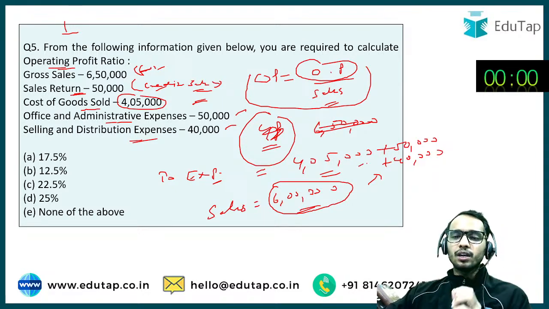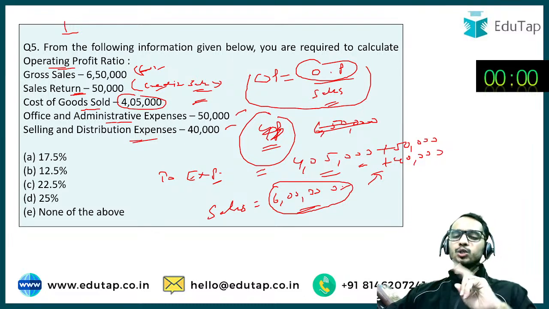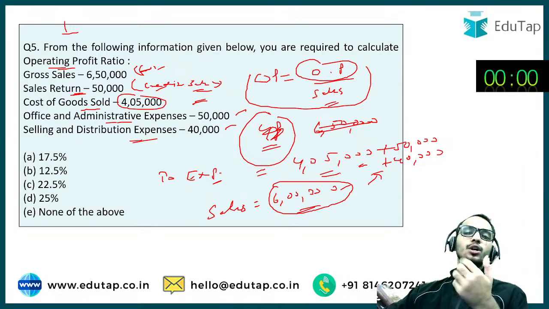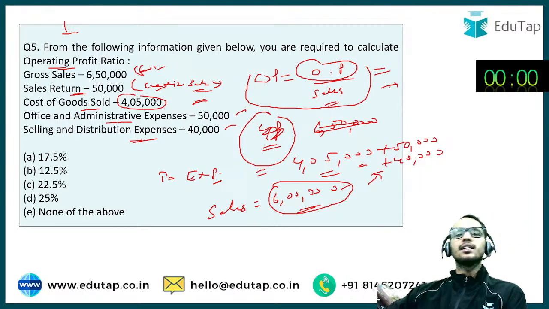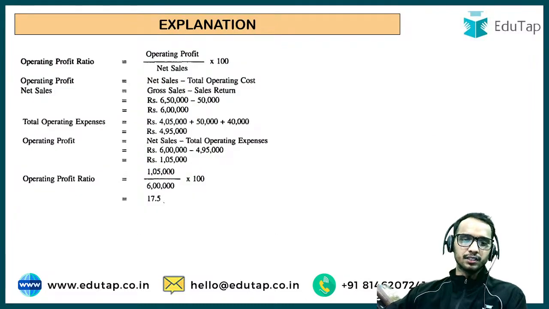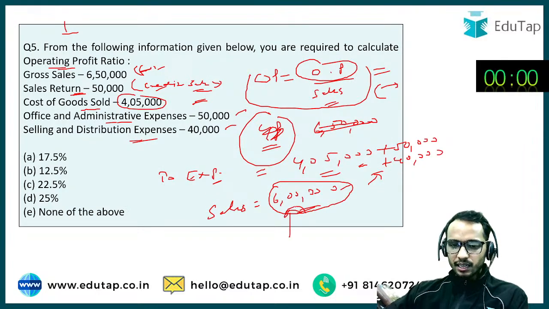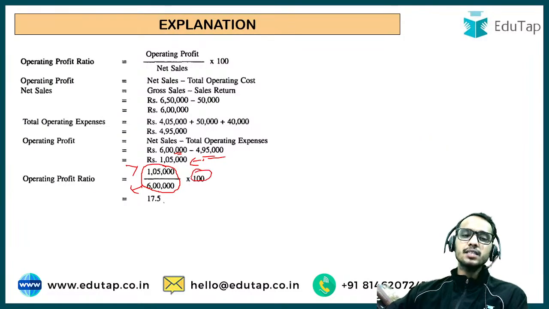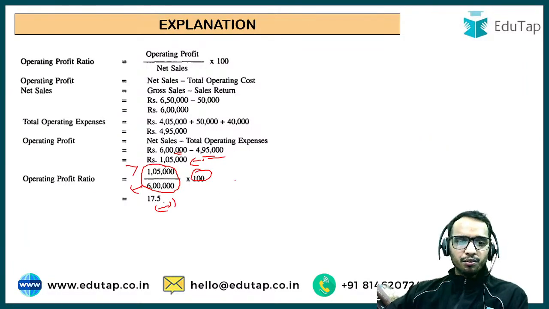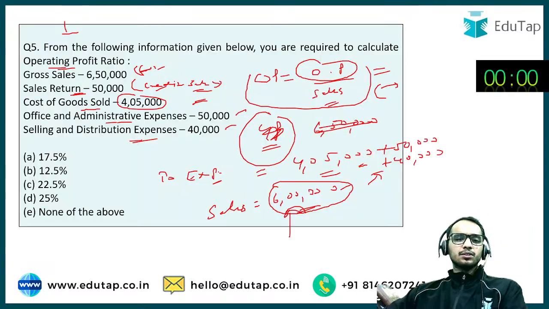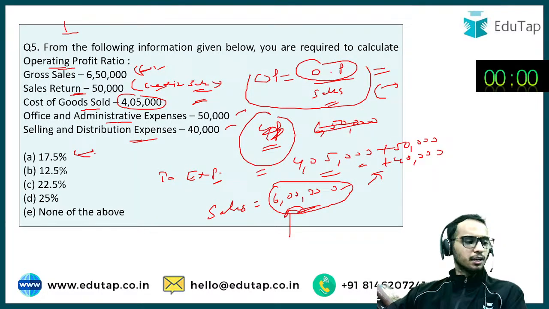So you have total operating expense, total sale. You will minus it and you will have your operating profit in the numerator. You will divide it by 6 lakh. You will have the answer. See, easy. So 6 lakh minus 4,95,000 we have calculated, right? So it gives you 1,05,000 as the operating profit. You will divide it by 6 lakh. The sales is 6 lakh. So the ratio is 17.5. Clear? So you have the answer as 17.5%.